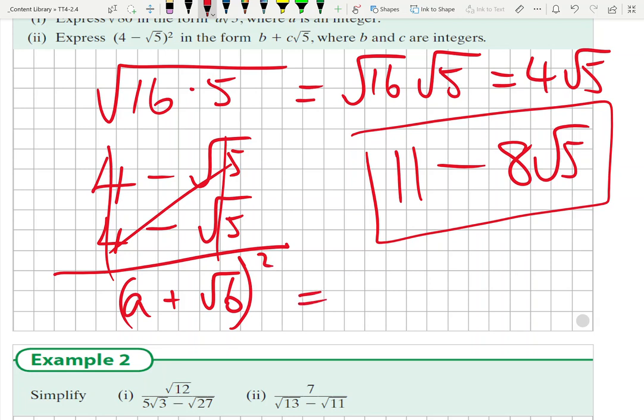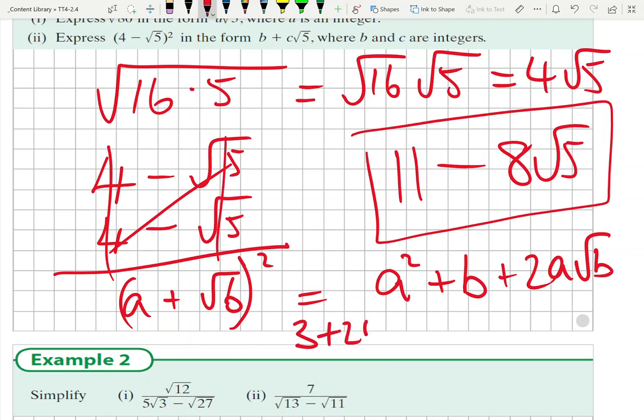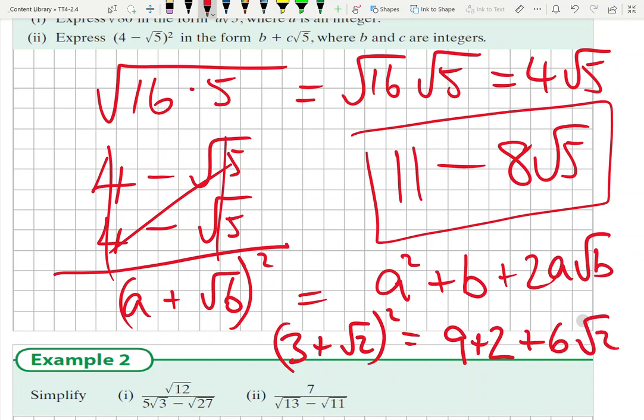And a little take home there is the square of a compound surd is equal to A squared plus B plus 2A root B. Okay, now I had a negative in there which filters through there, but I'll take a simple example. 3 plus the square root of 2 to be squared. We can say that's going to be 9 plus 2 plus 6 root 2.